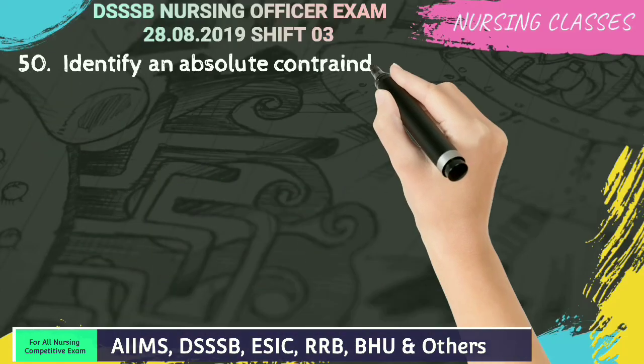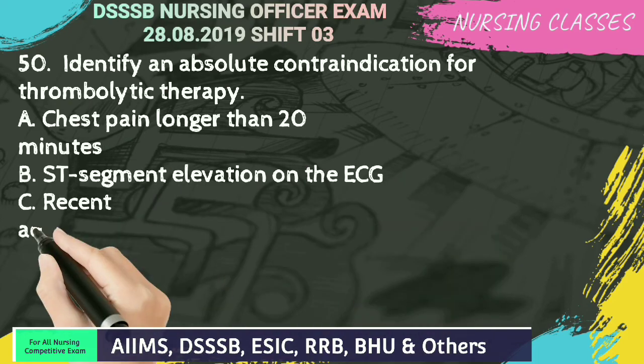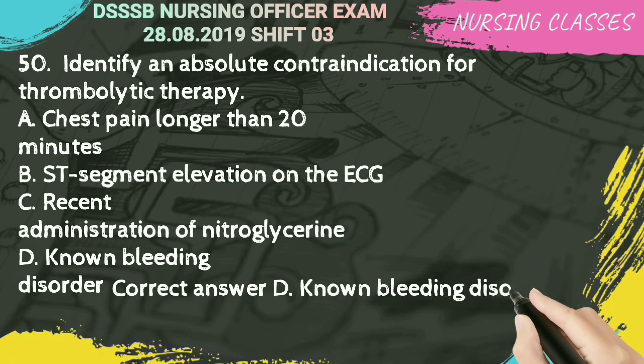50. Identify an absolute contraindication for thrombolytic therapy. A. Chest pain longer than 20 minutes. B. ST segment elevation on the ECG. C. Recent administration of nitroglycerine. D. Known bleeding disorder. Correct answer D. Known bleeding disorder.